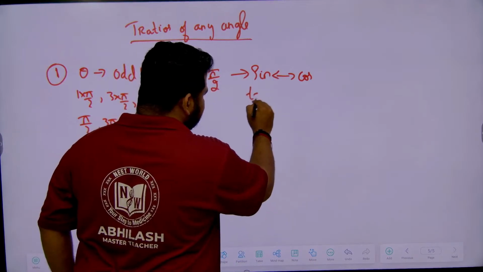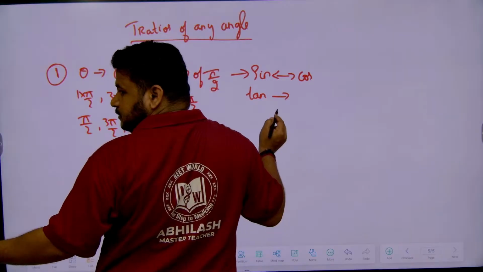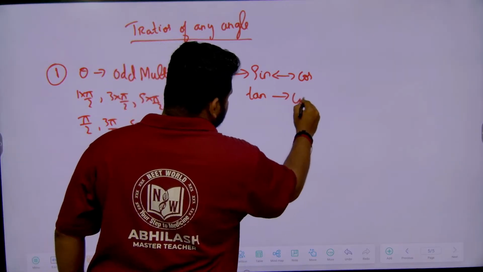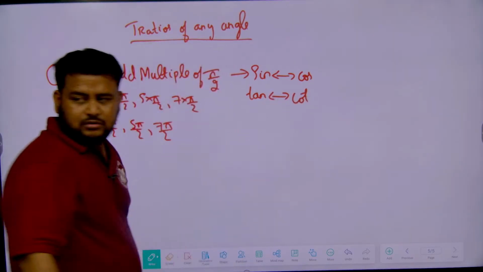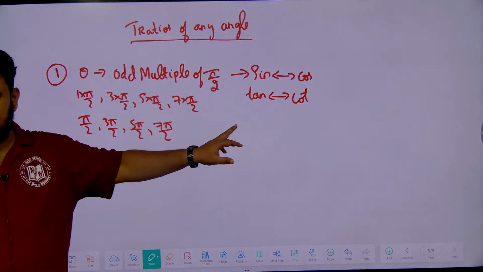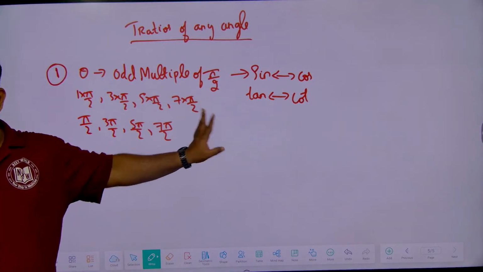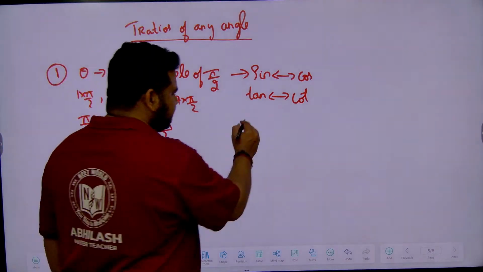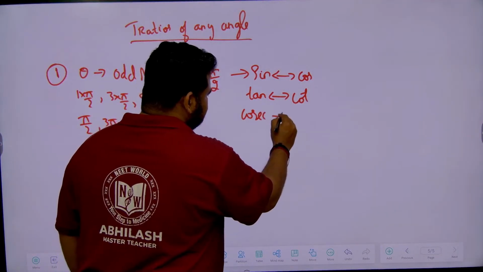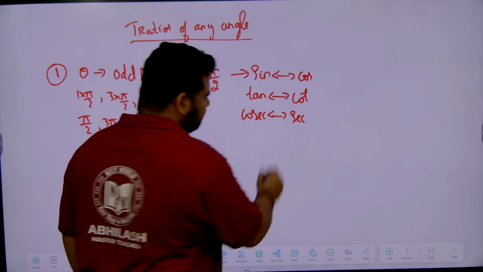Same thing goes for tan. Tan will change to cot, and cot will change to tan. That's why double arrow. Now what happens for cosecant? Cosecant will become secant and secant will become cosecant.